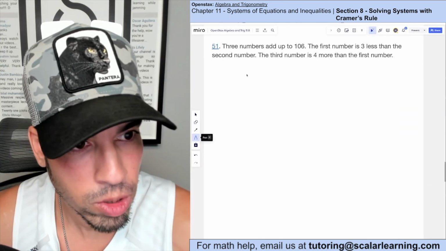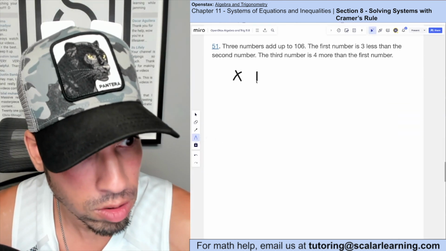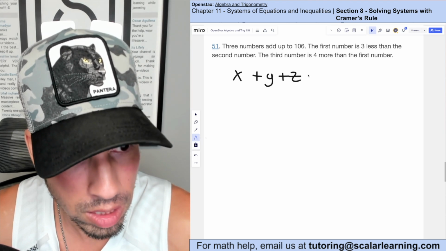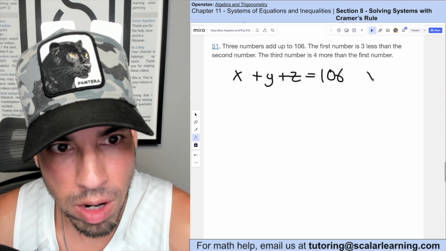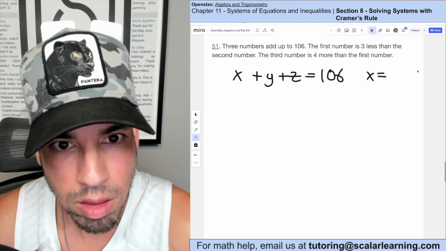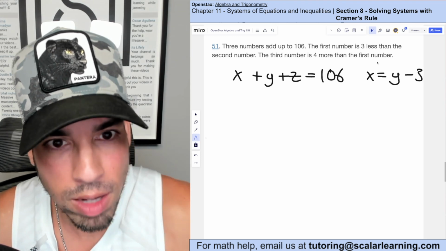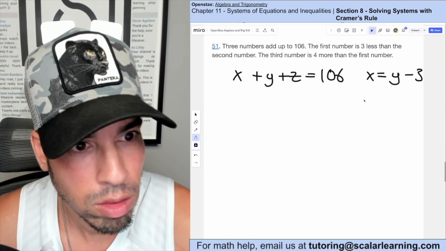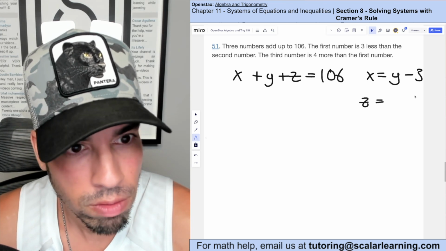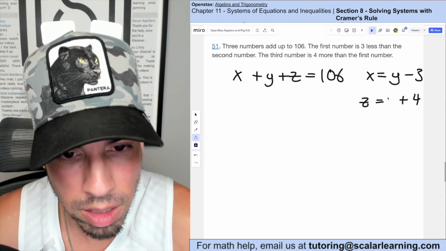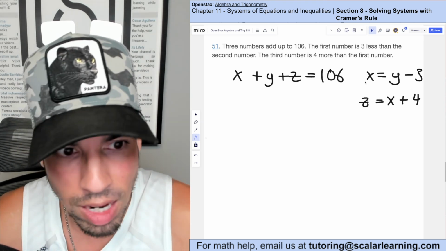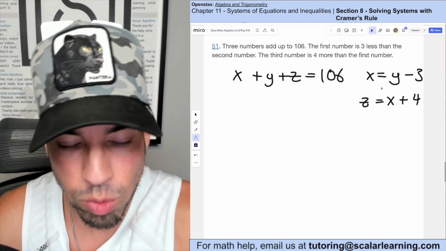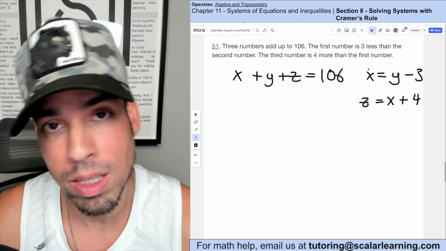So check it out. We got three numbers that add up to 106. Let's call them x, y, and z. Then it says the first number, x, we'll call it, is 3 less than y, the second number. And then it says the third number, z, is 4 more than the first number. The reason I wrote these off to the side is we're going to line them up over here. I just wanted to put them here as I read them, and then we're going to reformat them.